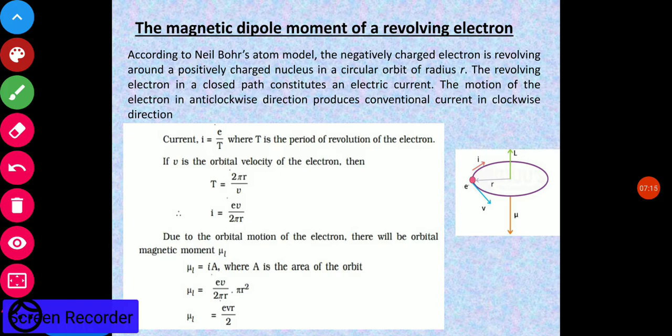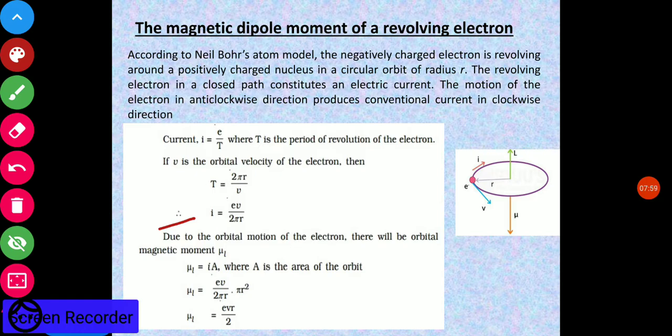Now the expression for the current: we know that current I is equal to Q upon T. Here Q is the charge of the electron, that is e, and the time period is the period of revolution of the electron. If v is the orbital velocity of the electron, then time period is circumference upon velocity. Speed is equal to distance upon time, so time is equal to distance upon speed. So time period T is equal to 2 pi r upon v. Using this expression in the above expression, we get I is equal to ev upon 2 pi r.